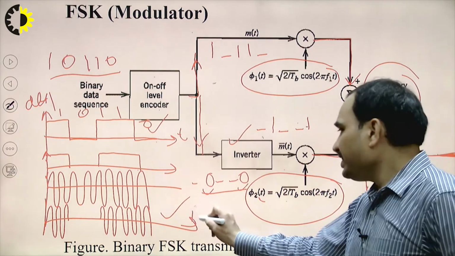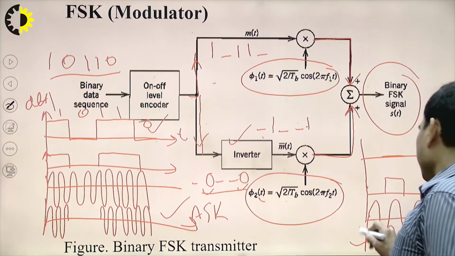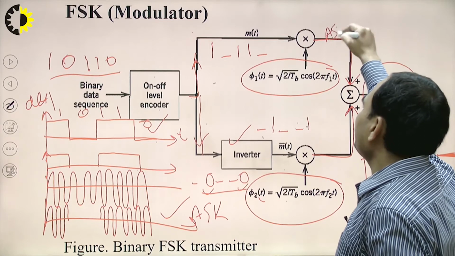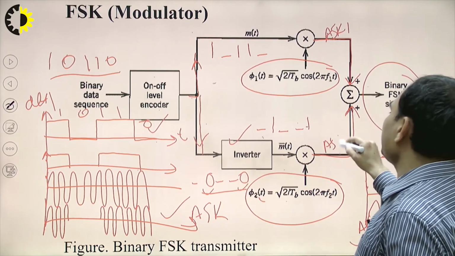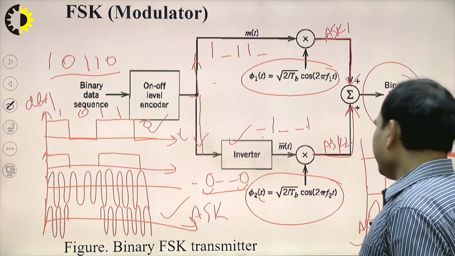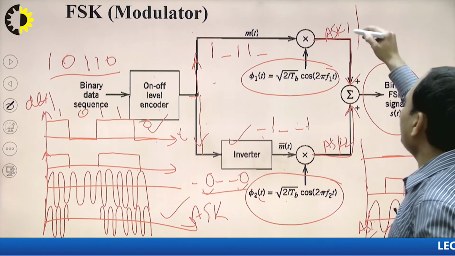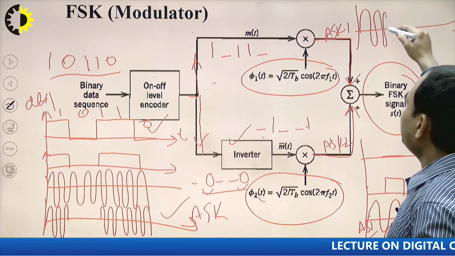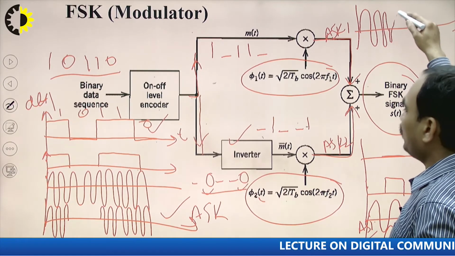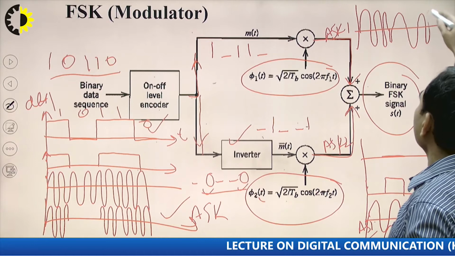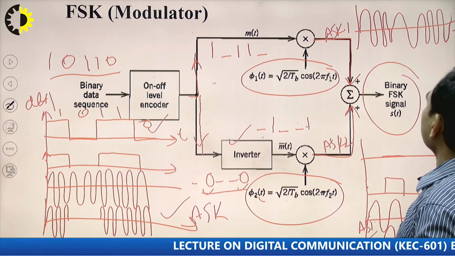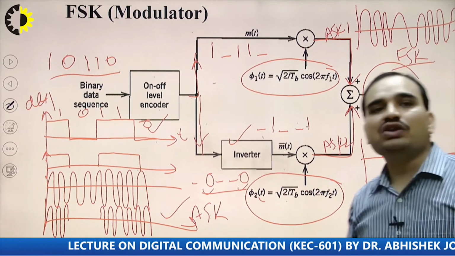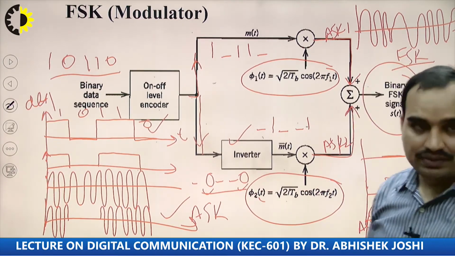So this is also ASK, this is also ASK. So ASK1 and ASK2 were added. So here we are getting ASK1, here we are getting ASK1, ASK2. So addition of two ASK signals will result. So the output of this FSK will be higher frequency, then lower frequency, then higher frequency, then lower frequency. So this will be the FSK signal, that is a combination of two ASK signals.